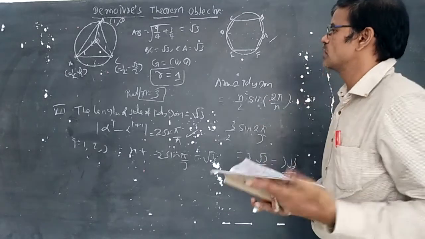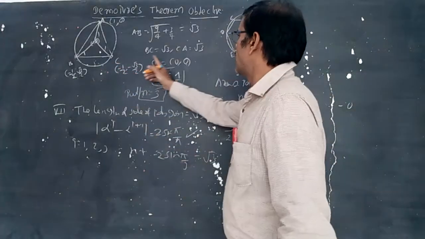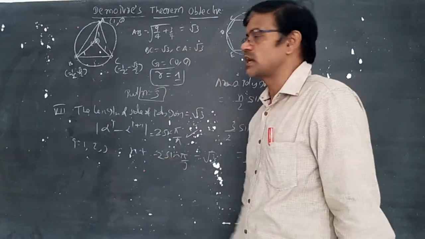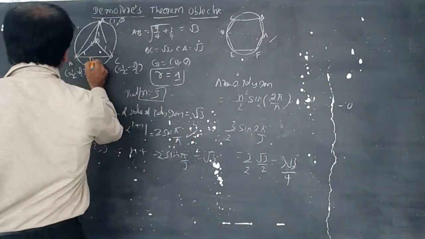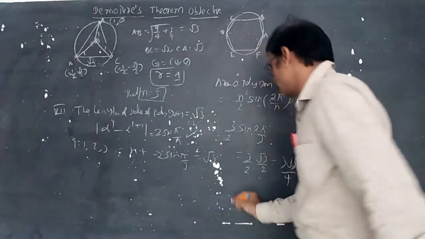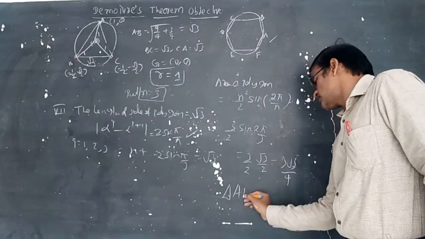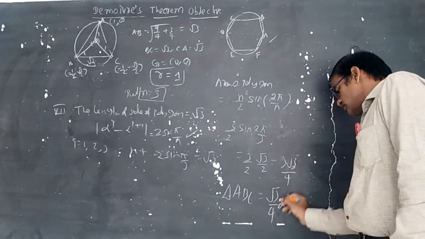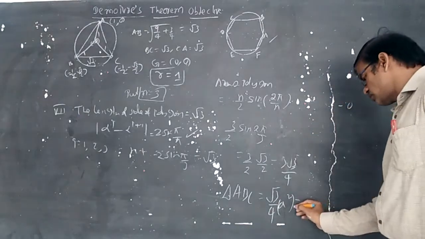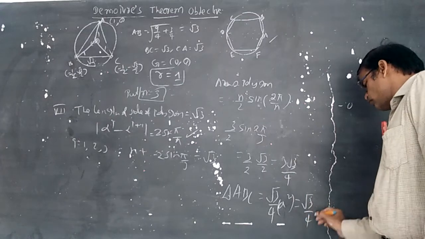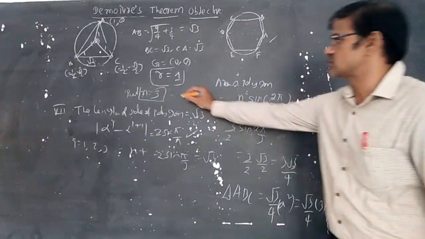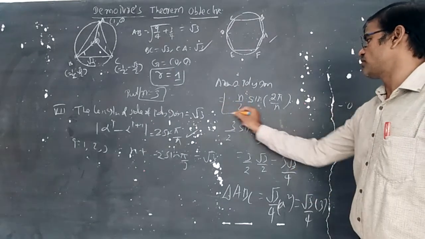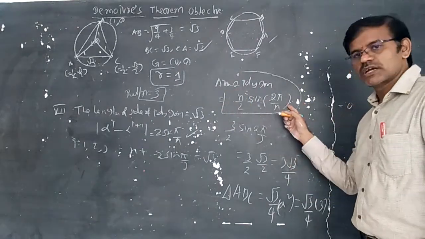Here, what is the value? BC is equal to root 3, CA is equal to root 3, AB is equal to root 3. So the side is root 3. We know that the area of an equilateral triangle ABC is root 3 by 4 a square. That is root 3 by 4 into a square, which is 3 by 4 times 3 because a is equal to root 3. So you can remember the formula of area of polygon as n by 2 into sin 2 pi by n.